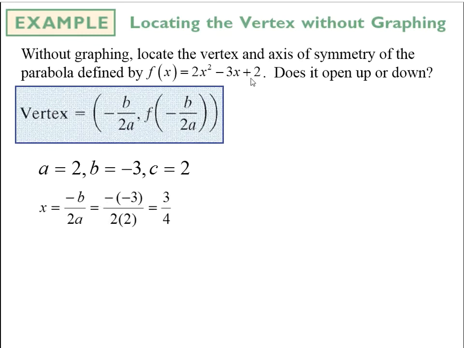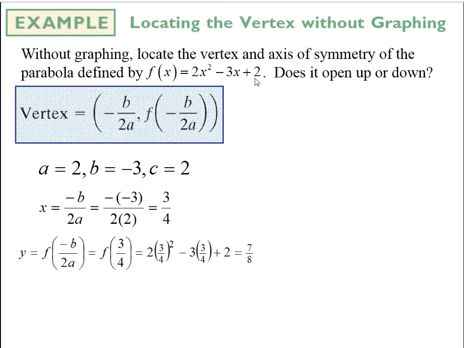So if I use negative b over 2a for the x-coordinate of the vertex, I'm going to get 3/4 as the x-coordinate of the vertex. Right? Now I'm going to take 3/4 and plug it back into the equation to find the y value of the vertex. If I do that, I get a y value of 7/8 for my vertex. All right, so as an ordered pair, my vertex is the x of 3/4, the y of 7/8.